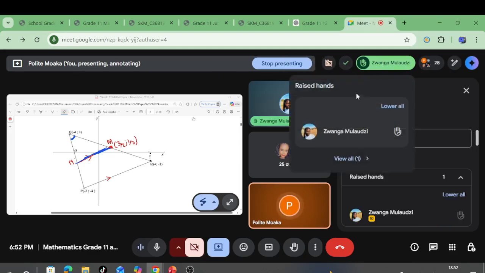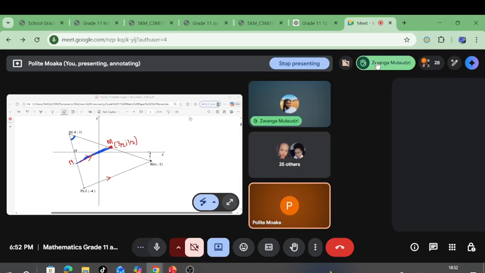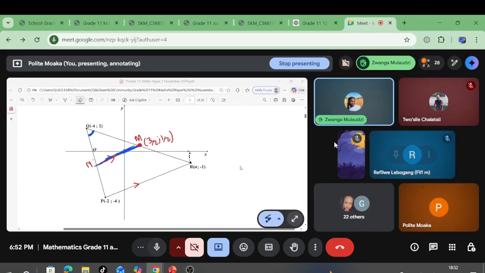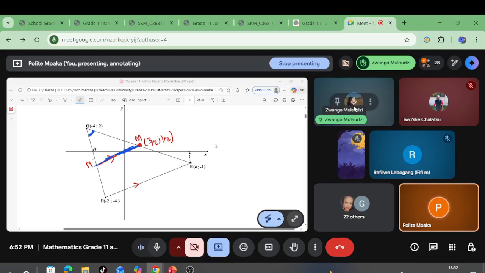Zwanga, we are listening. You raised a hand. And we're going to use gradient is equal to tan theta. Exactly. That's correct.